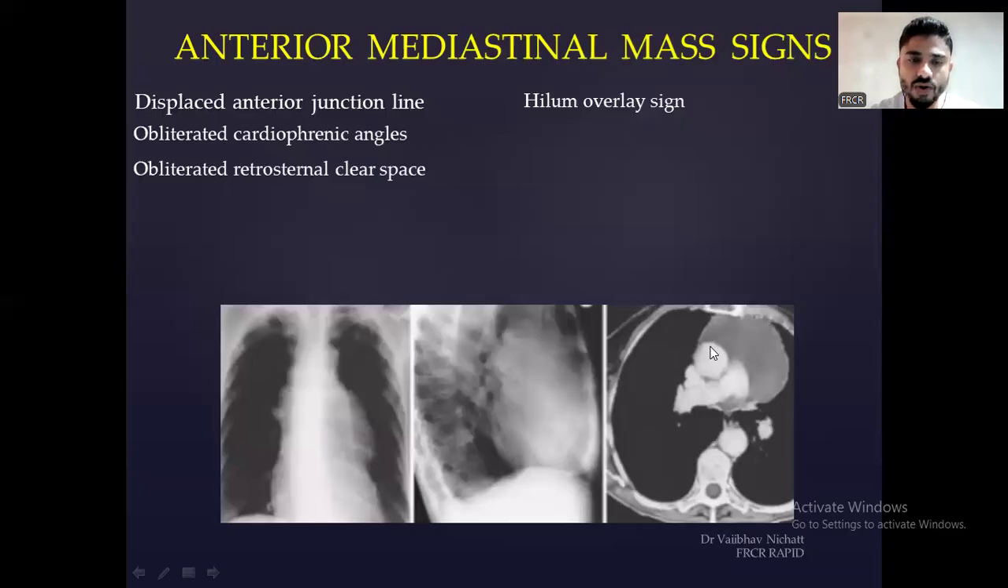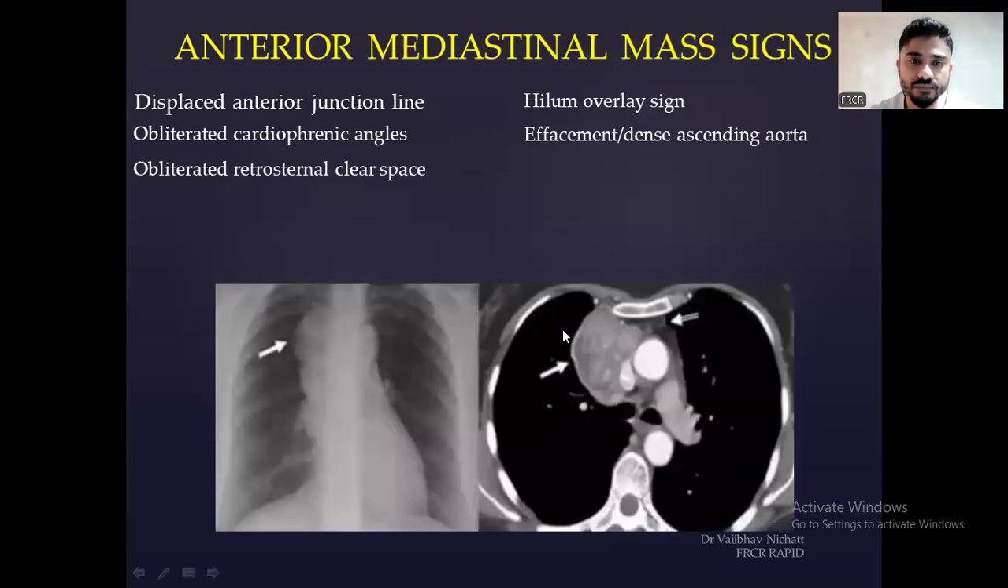Okay. So the hilum overlay sign tells you that if the pulmonary arteries are well seen through the opacity, that means the mass is situated either in the anterior or posterior mediastinum. In order to further differentiate whether it is in the anterior or posterior mediastinum, you have to get a lateral chest X-ray done. And if on the lateral chest X-ray there is obliteration of the retrosternal clear space, then you can raise the possibility of an anterior mediastinal mass.